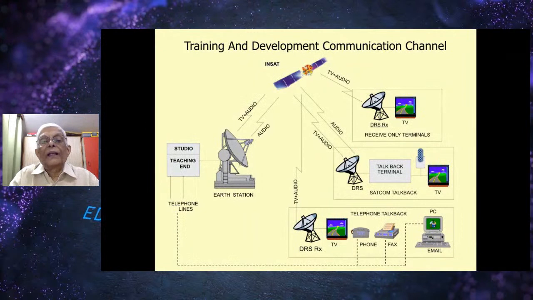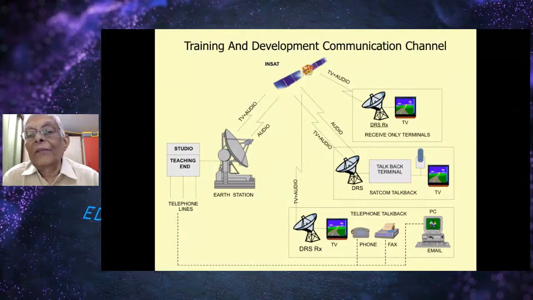So here is a typical Gramsat channel. It was also called the Training and Development Communication Channel. And here you can see the way it works, that you have a studio at the teaching end, which signal is transmitted by an earth station to typically an INSAT satellite, and then you have three ways of receiving it.